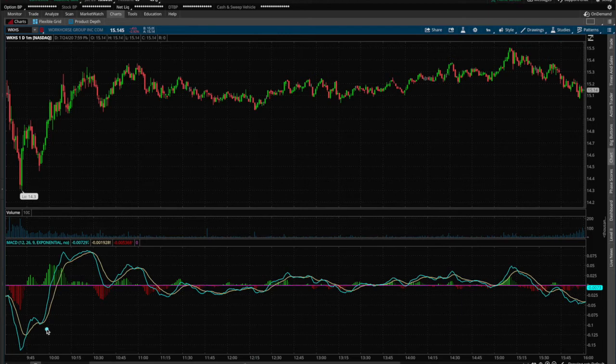So looking at the chart, we have a bullish MACD crossover buy signal here, and we also have one here. And here we have a bearish MACD crossover signal, and we also have one over here on the right side.